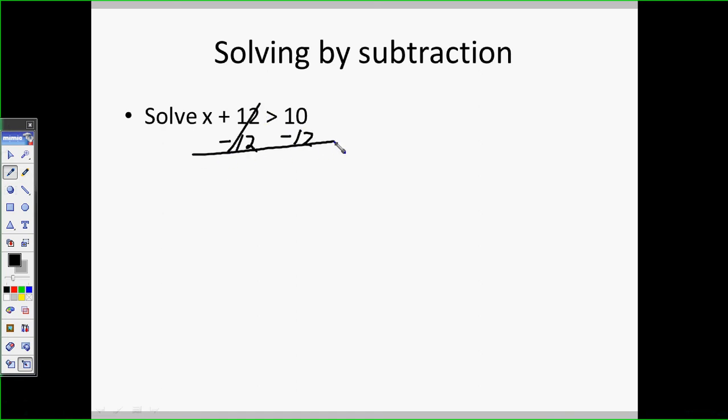12 minus 12 is 0, it cancels. Bring the x down, bring my symbol down, greater than. 10 minus 12 is negative 2. My answer is x is greater than negative 2.